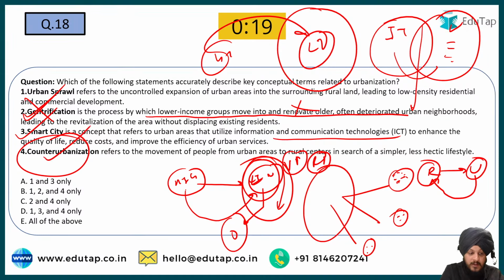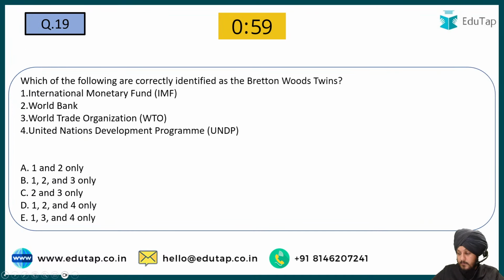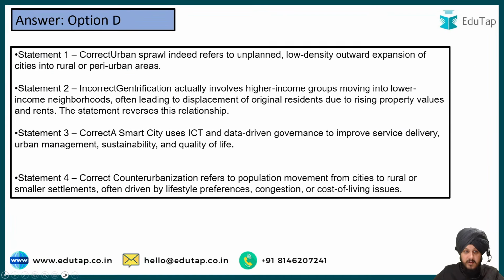So based on that I would say this is incorrect. So 1, 3 and 4. So D is going to be the correct answer to this question, right? So I hope these small terms are clear to you. Now let us move on to the next one. Yes, D here.